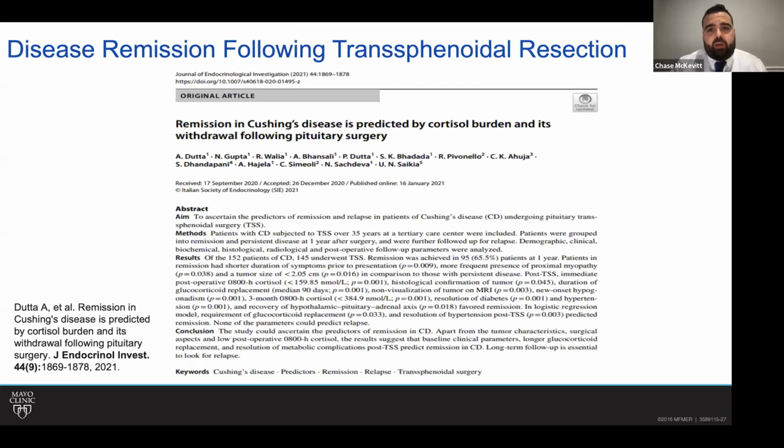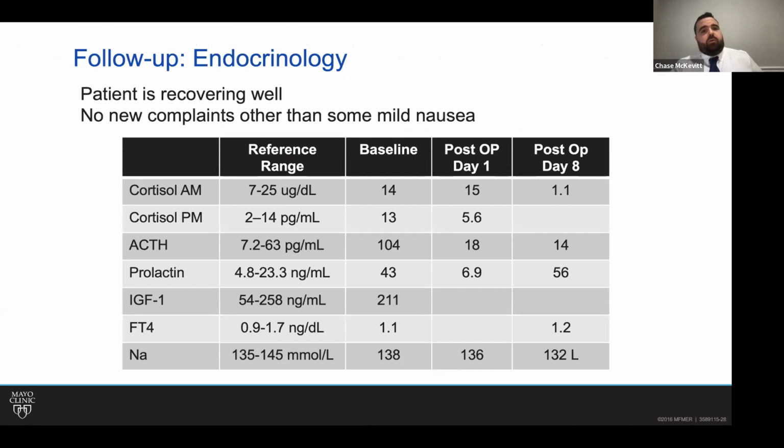This was a paper that I was going to talk about briefly, but for the sake of time, I will skip past it. It's a good paper though. It talks about remission factors or predictors for disease relapse in patients who undergo surgery for Cushing's disease, and just the importance of having to follow these patients long-term, because we still have no good predictors for disease relapse in this patient population. And then this is her follow-up with endocrinology this past Wednesday.